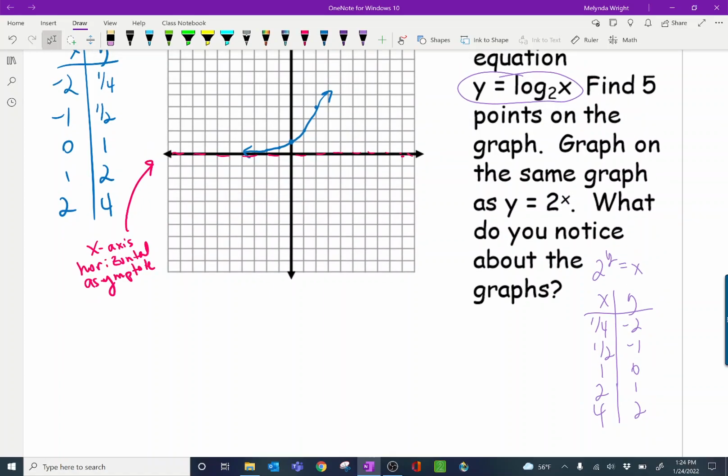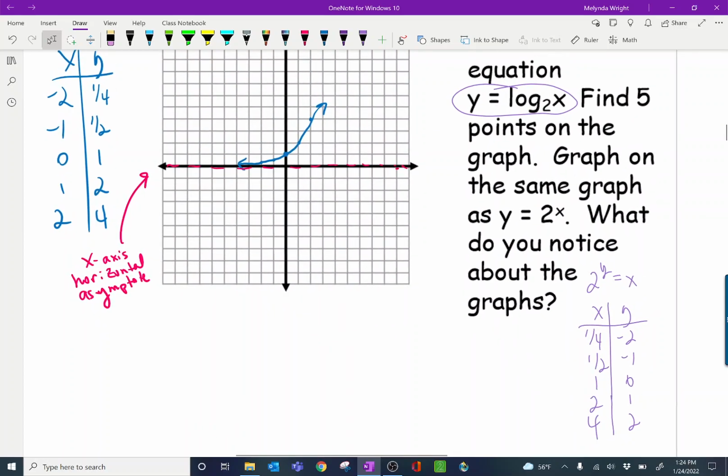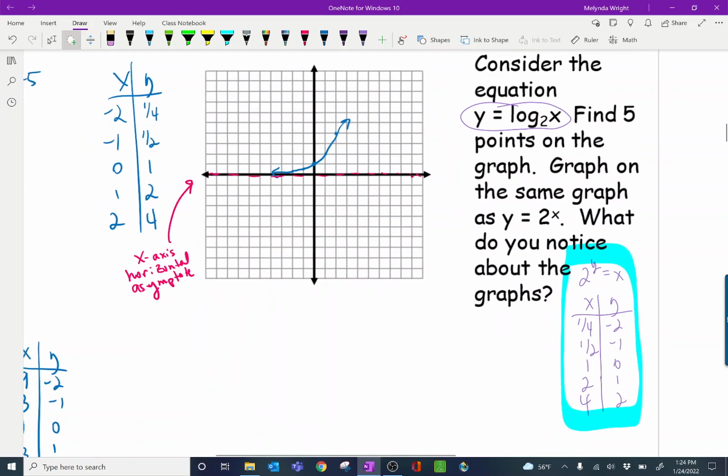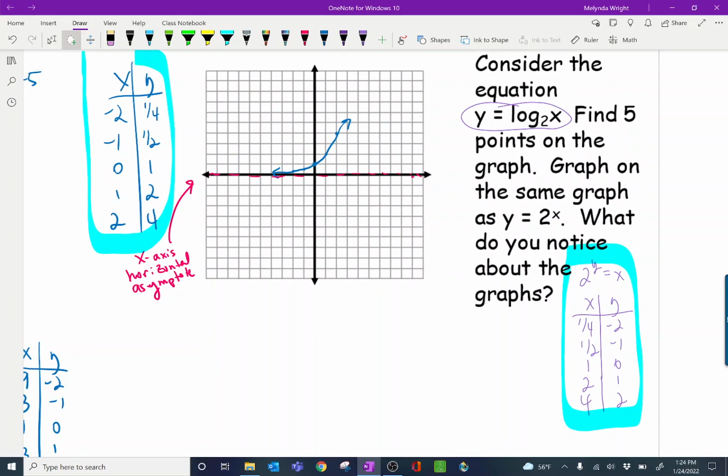Okay, so let's compare these together. Look at these points versus these points. What do you notice about them? Yeah, they're just reversed, right? In the first one, the x's become the second one's y's, and the first one's y's become the second one's x's. That's an interesting concept. Those are inverse equations. So let's graph. Let's use a different color. Let's use this purple to graph that log base 2 of x.